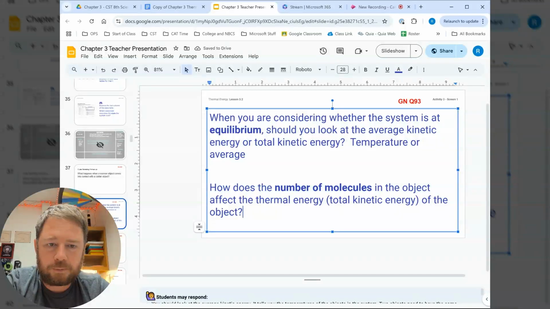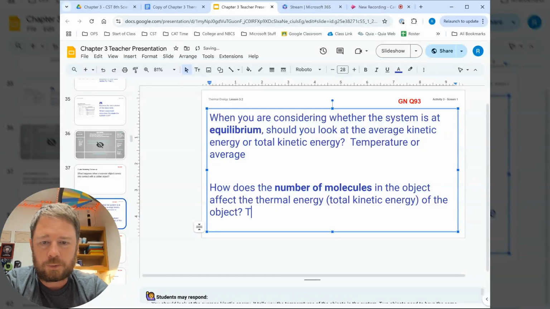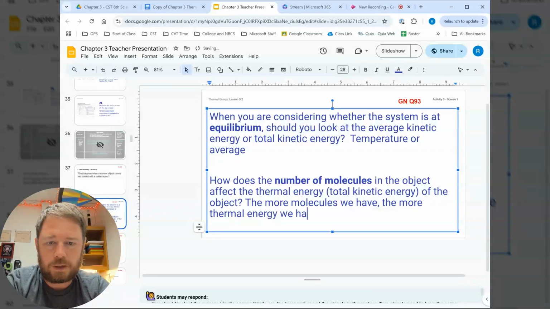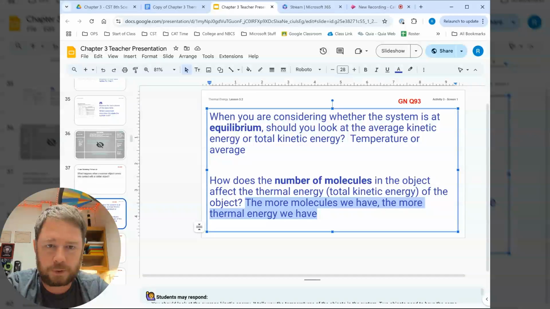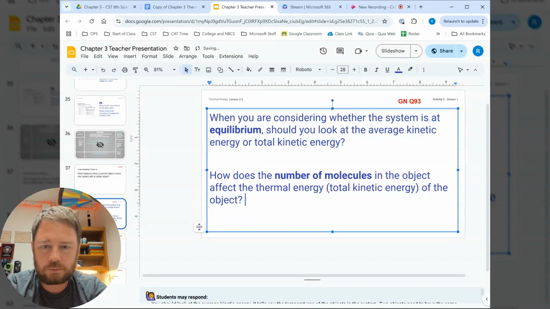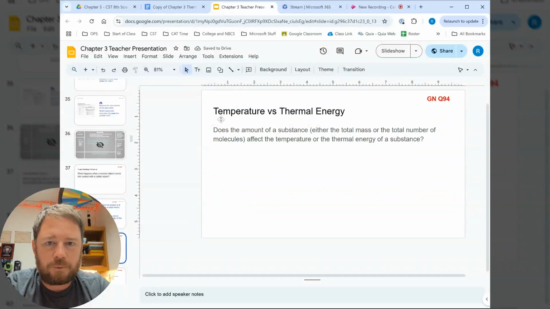Next, how does the number of molecules in the object affect the thermal energy, the total kinetic energy of an object? So I'm going to say the more molecules we have, the more thermal energy we have. Just because there's more molecules to add together, that means we're going to have more thermal energy as a whole. So here's the answer for the second part. Here's the answer for the first part. Go ahead and fill that in. Delete these out.